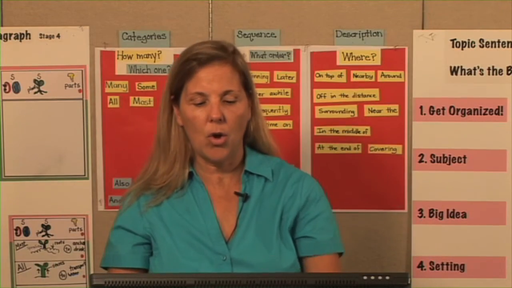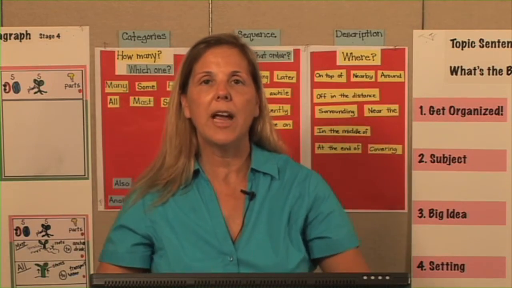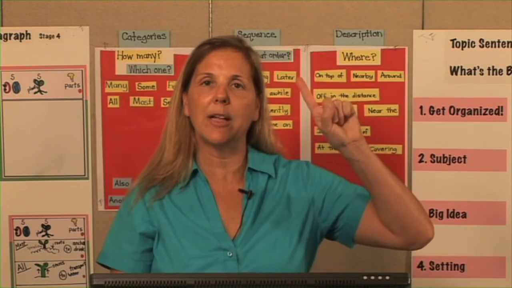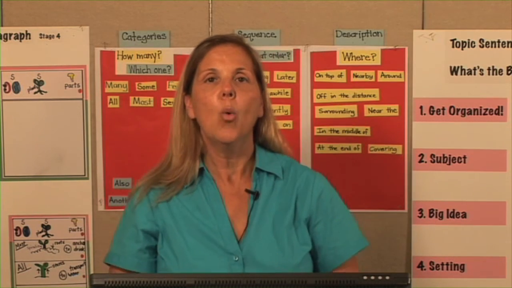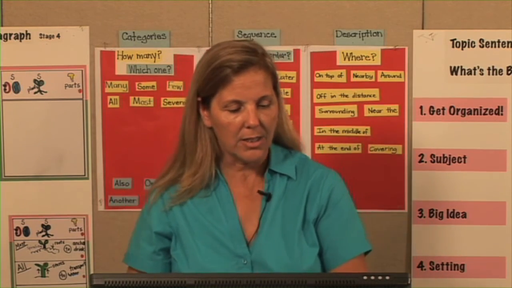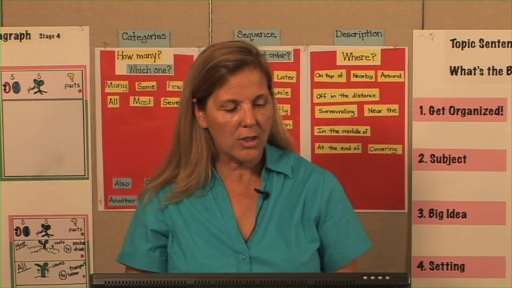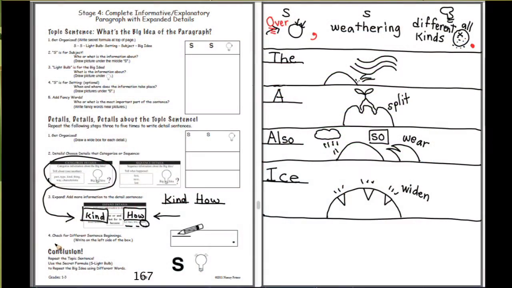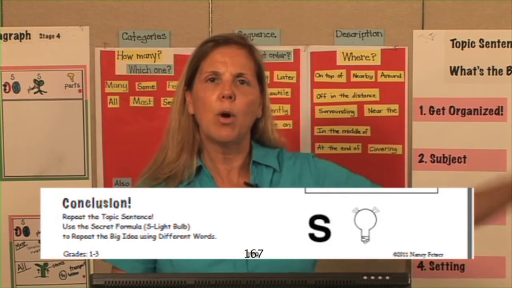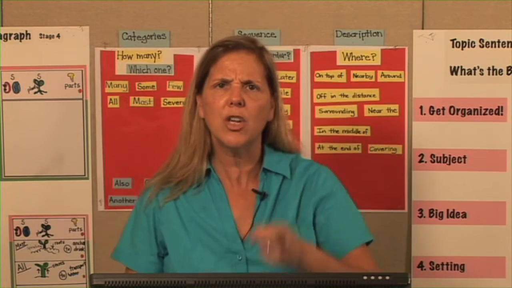We have all our details. So we have our details, tell about the big idea. We are done. What's the last part? Let's go down to our directions, and the last part is the conclusion. So we have our big idea, we have our details. Now what do we need? Conclusion. Repeat that big idea, but use different words.